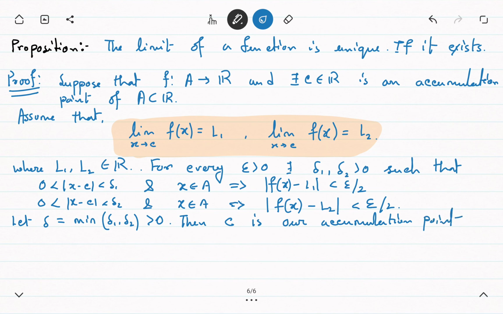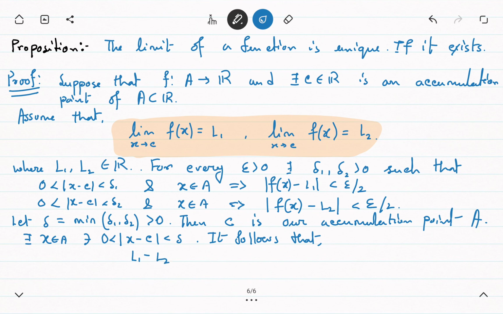then C is an accumulation point of A. So that's why there exists an x belonging to A such that |x minus c| is evaluated like this, as we defined previously, and it follows that this L1, sorry, this L1 minus L2 is evaluated in between.